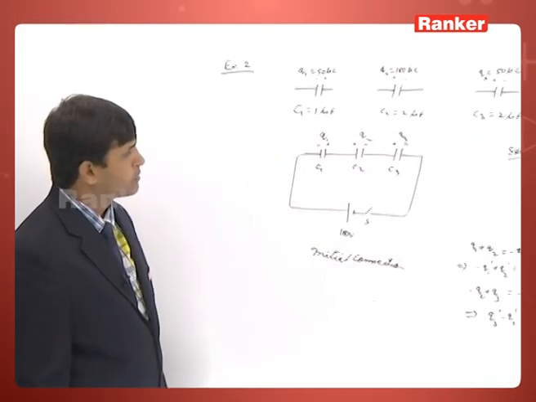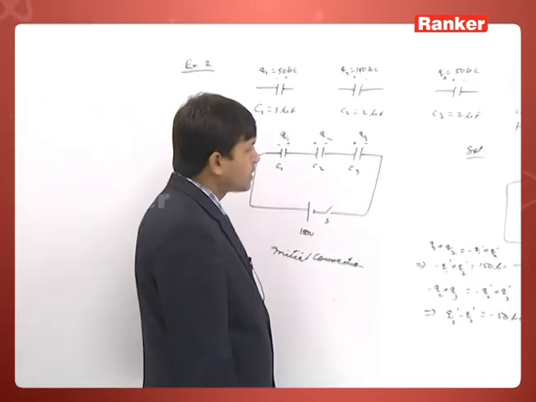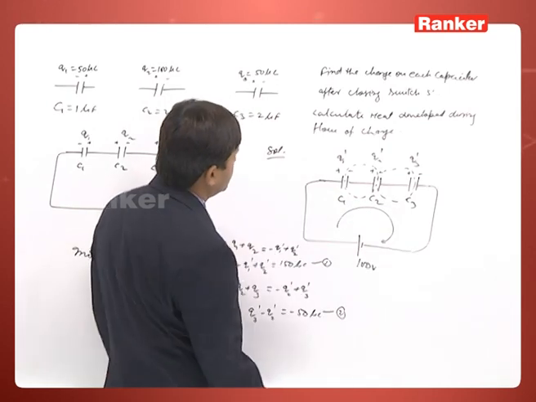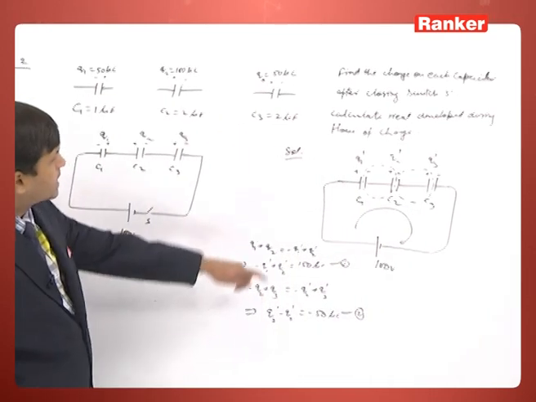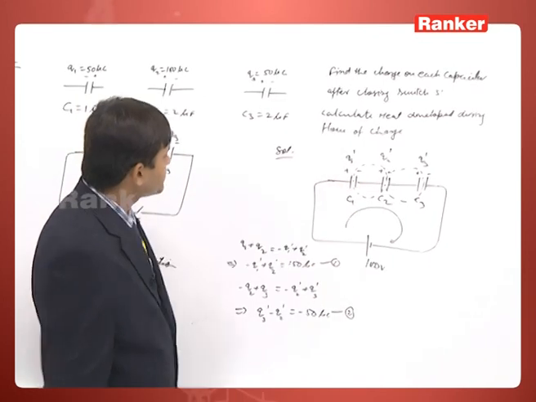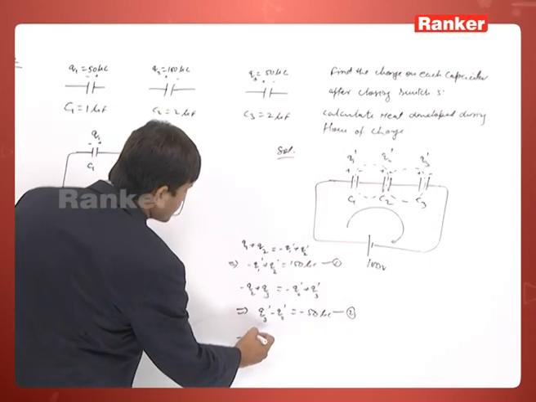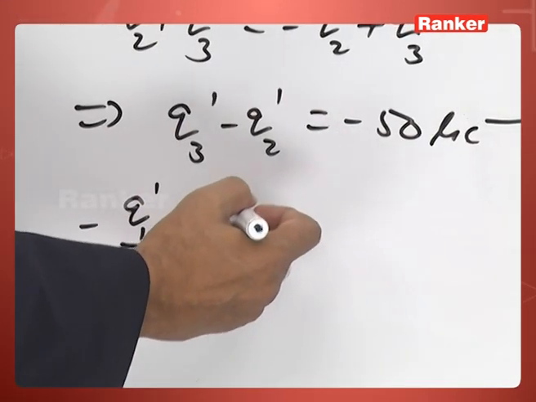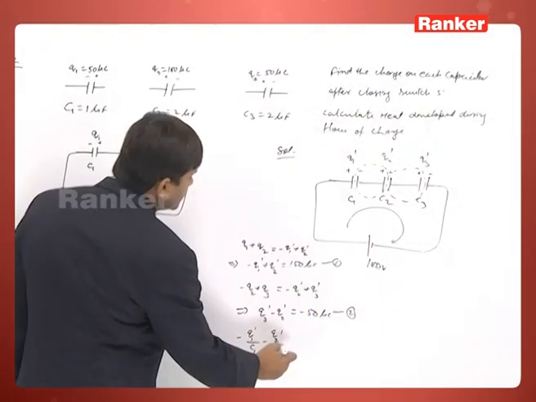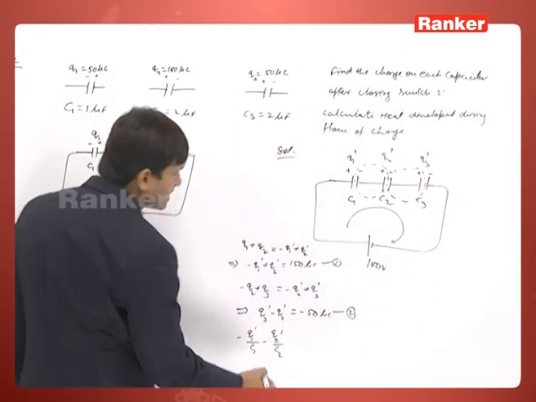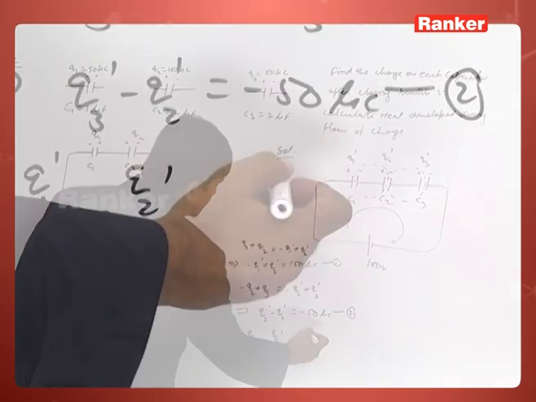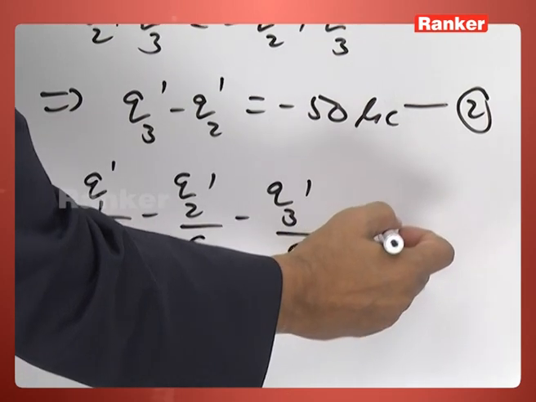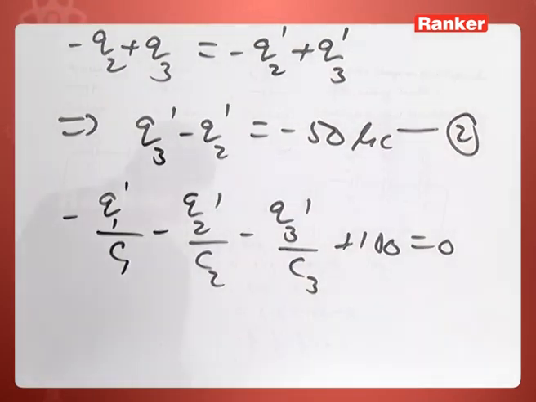Two equations we got. One more equation is required. For that, we can use Kirchhoff's second law. When we are using Kirchhoff's second law, we can start from here. So minus Q1 dash by C1, minus Q2 dash by C2, and then minus Q3 dash by C3 plus 100 is 0.